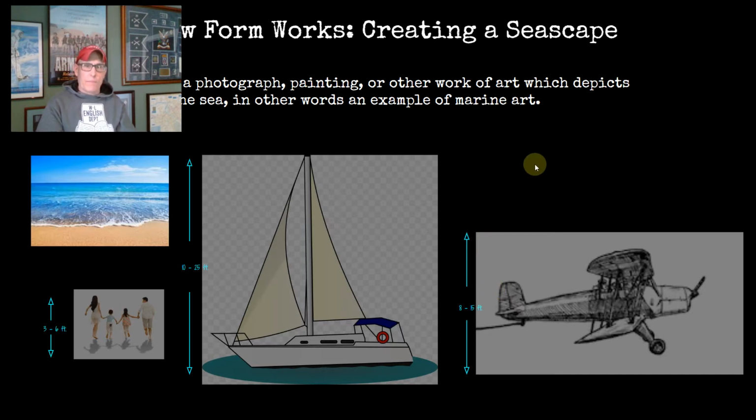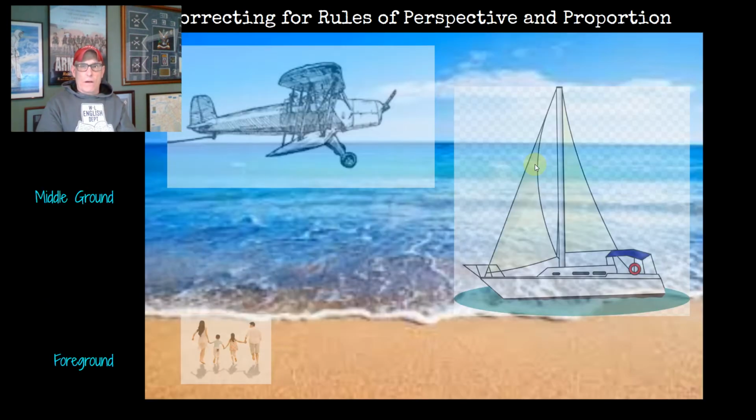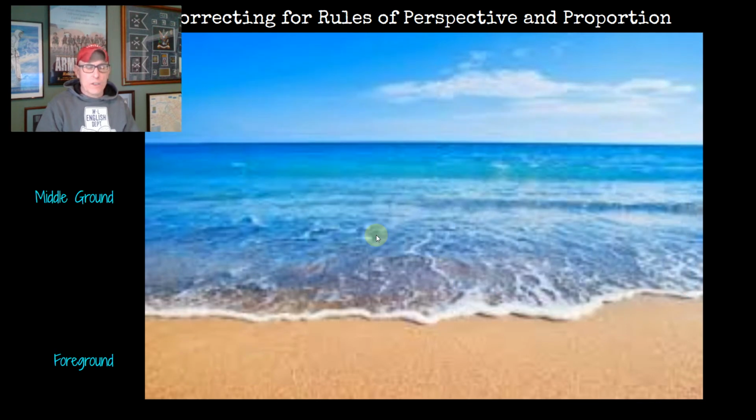If I put those images onto a seascape, there's a foreground, a middle ground, and a background. But if you don't adjust for perspective and proportion, you don't have much of a seascape here. You just have 3 images that are laid up on a depiction of the ocean. If I obey the form of a seascape and I adhere to the rules of perspective and proportion, I'll have something that looks a little bit more like an example of a visual artifact.